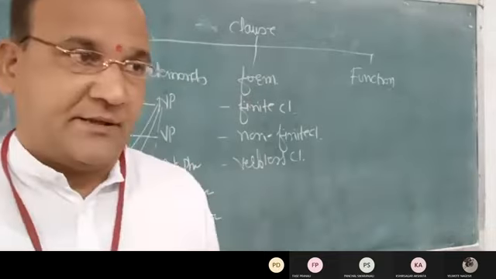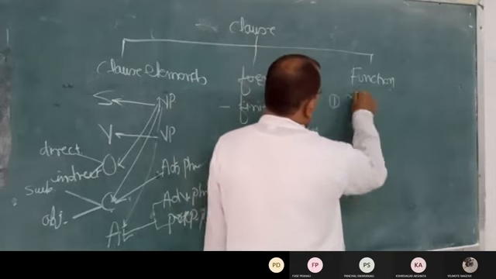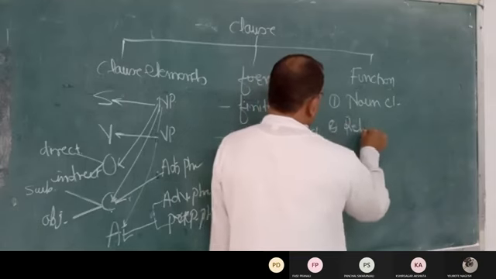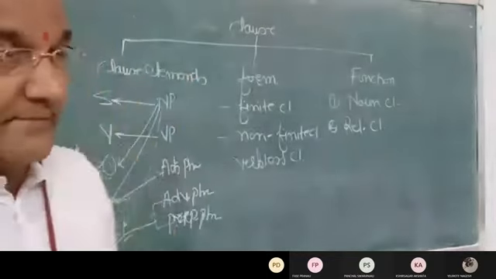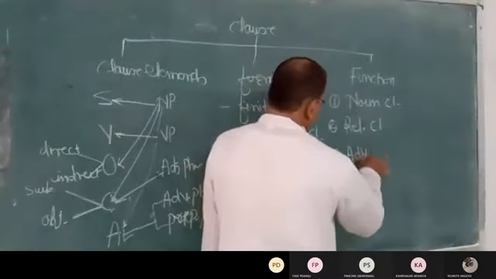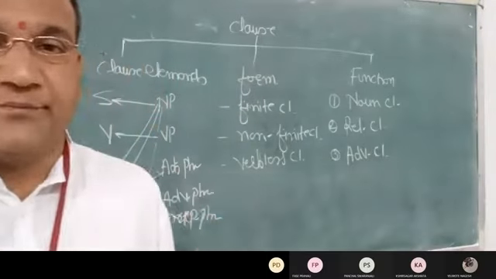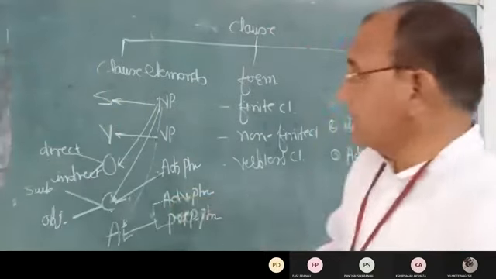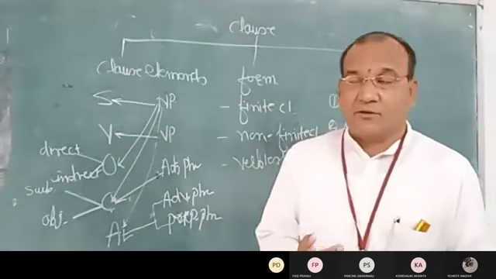According to its function, there again you get three types. Noun clause. Second is relative clause. I'm writing in short, that is relative clause. And we have third as adverb clause. So how the clause functions: if it functions as a noun, that means if it functions as a subject, as an object, as a complement, then it will be a noun clause.